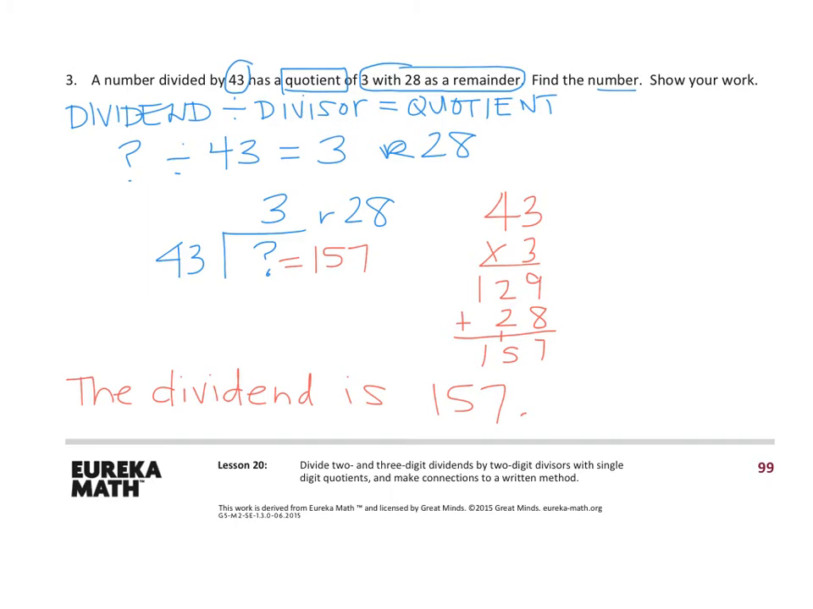Let's go on to the next page of lesson 20. We'll do question number 4. Let's go back a little bit. Yep, the divisor was 43. So we knew that the quotient was 3, remainder 28, and the divisor was 43.